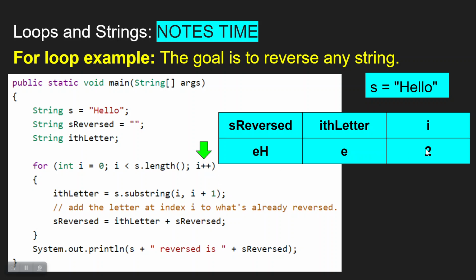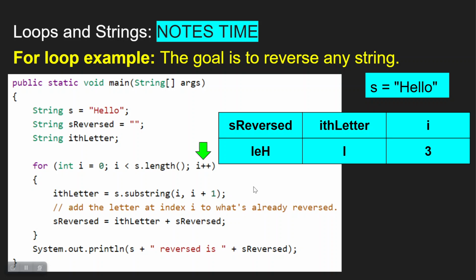So now we increment our loop control variable. We're up to 2. 2 is still less than 5, so our condition is still evaluating to true. So now we go back into here, and we're going to get the substring from 2 to 3, which is going to be our letter L. So I've got that in our trace table. And now we concatenate that to the beginning of sReversed. So now LEH is what we have.